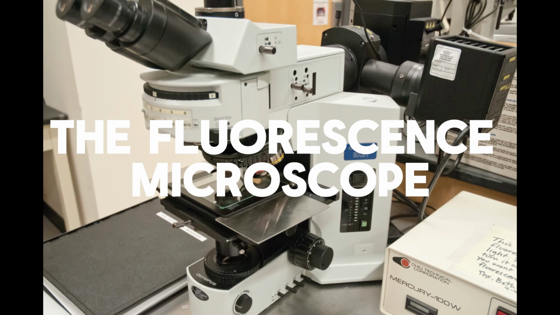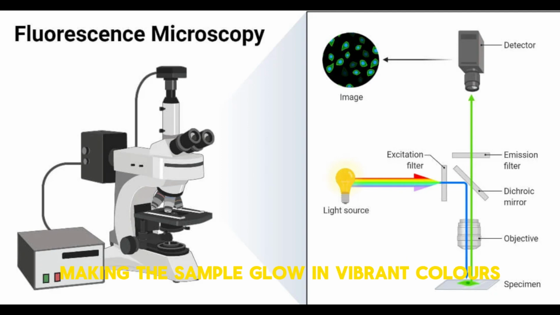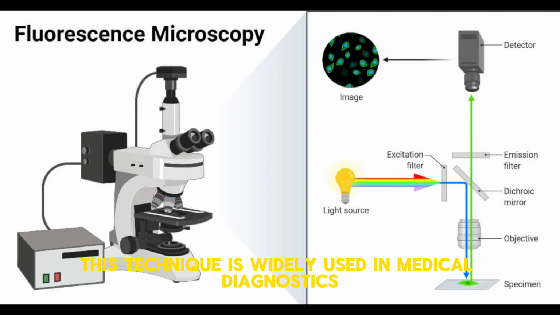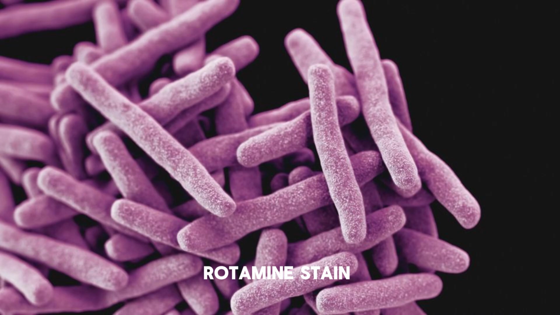Now, let's turn up the glow. The fluorescence microscope uses ultraviolet light to excite fluorophores, making the sample glow in vibrant colors. This technique is widely used in medical diagnostics, such as detecting tuberculosis bacteria using auramine-rhodamine stain.